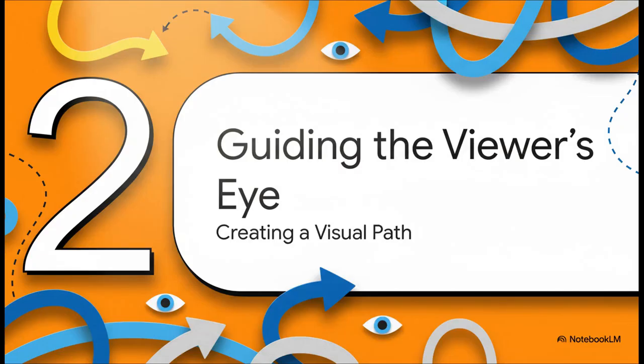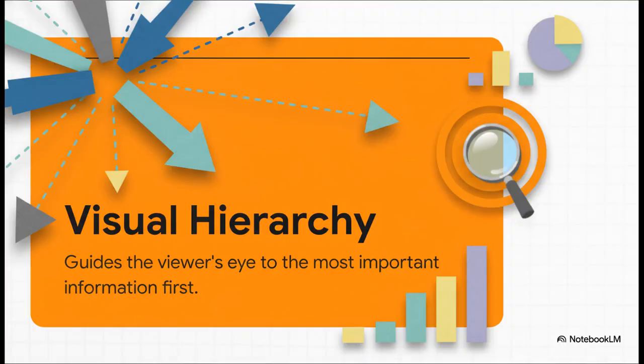So our first principle is really all about control. How do we create a visual path for our audience? How do we make sure they look exactly where we want them to look and in the right order? The answer is something called visual hierarchy. Just think of it like a tour guide for your viewer's eyes.